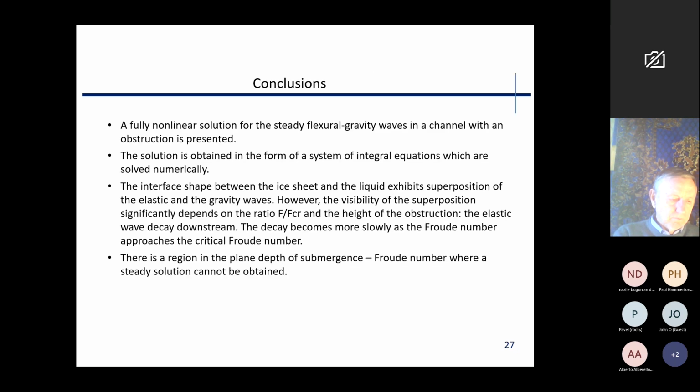So, in conclusion, a fully nonlinear solution of steady flexural gravity waves in a channel with arbitrary obstruction is presented. The solution is obtained in the form of an integral equation. The interface shape between the ice sheet and liquid exhibits a superposition of elastic and gravity waves. There is a region in the plane of depth of submergence, or here, instead of depth of submersion, the height of obstruction, and Froude number, where a steady solution cannot be obtained.